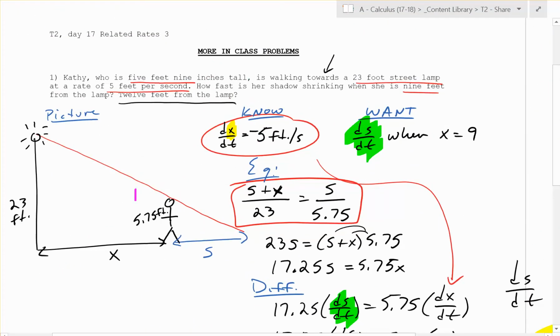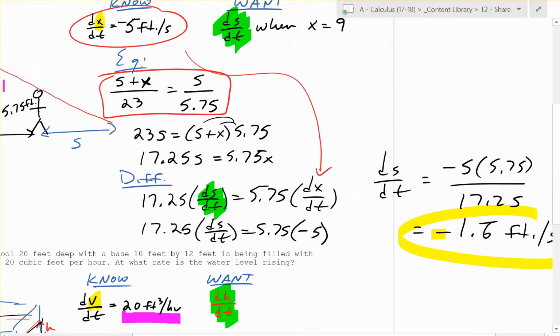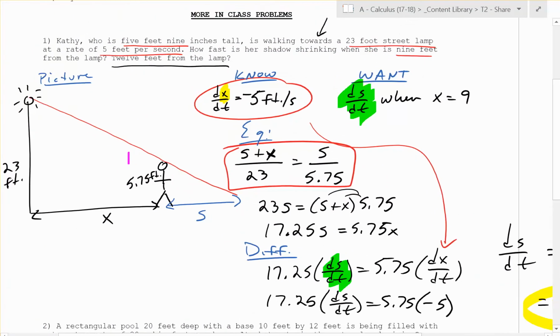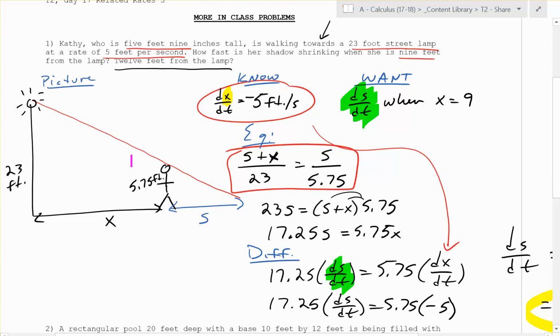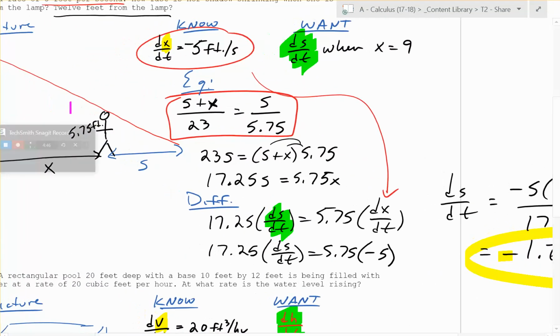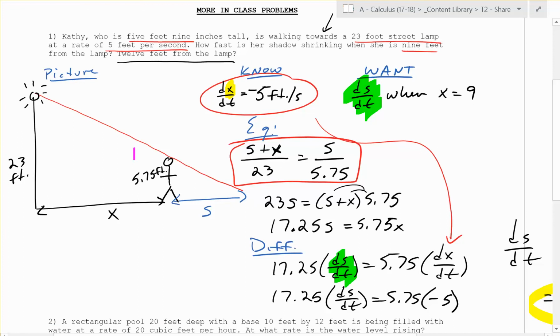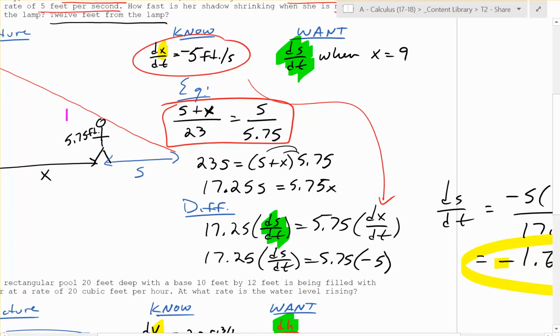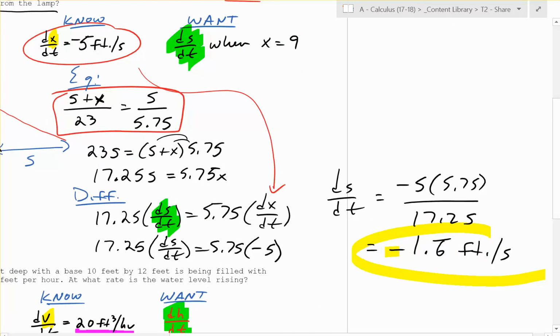12 feet from the lamp. If you wanted 12 feet from the lamp, instead of plugging in the 9 feet like we did before, where did we get 9? Where did we plug in 9? It's really interesting here. We didn't have to plug in 9 anymore. The shadow is decreasing at a rate of 1.6 feet per second, regardless of where she is.